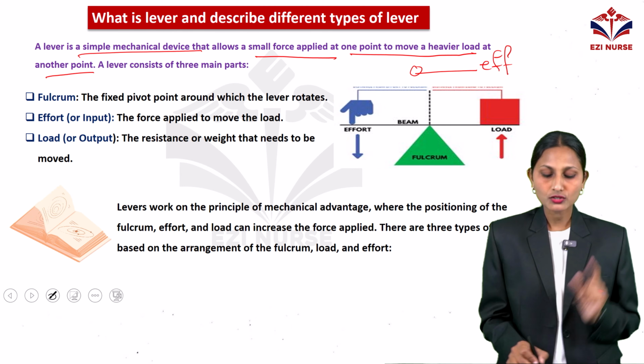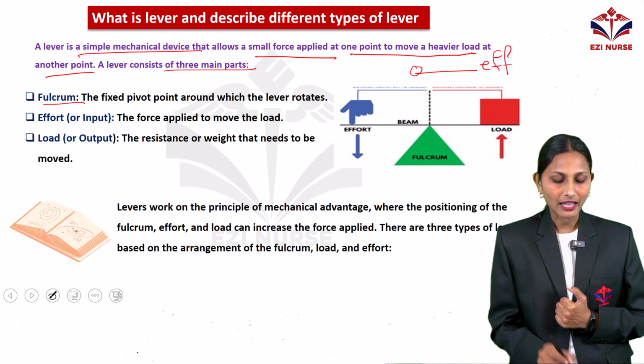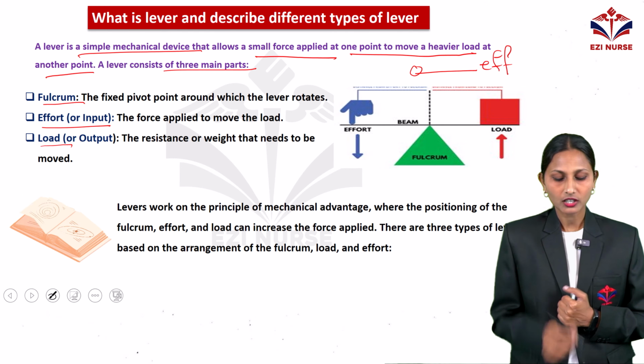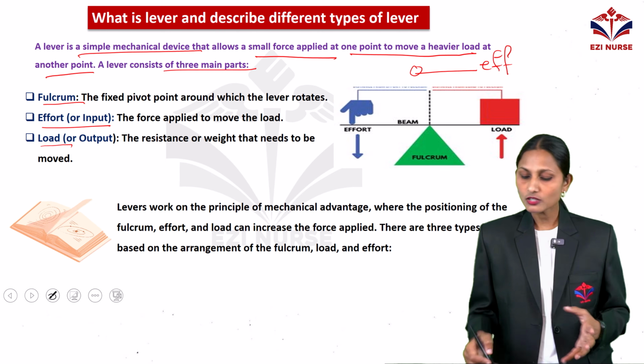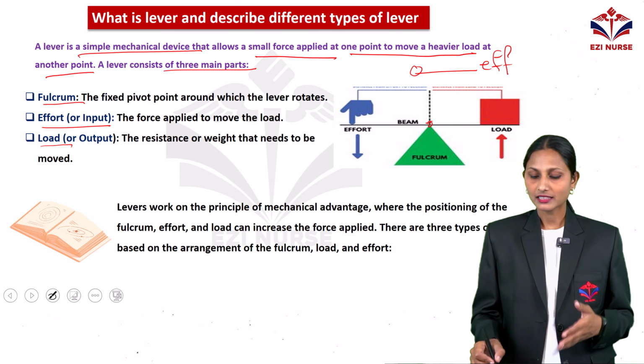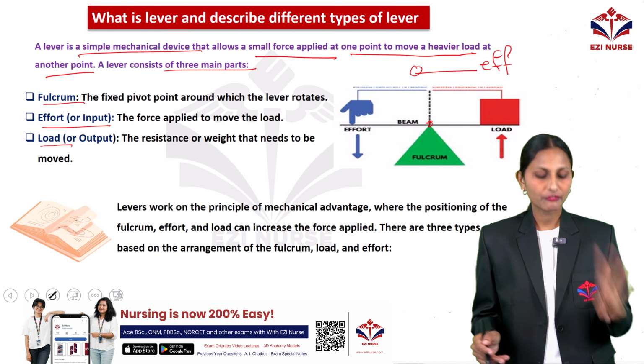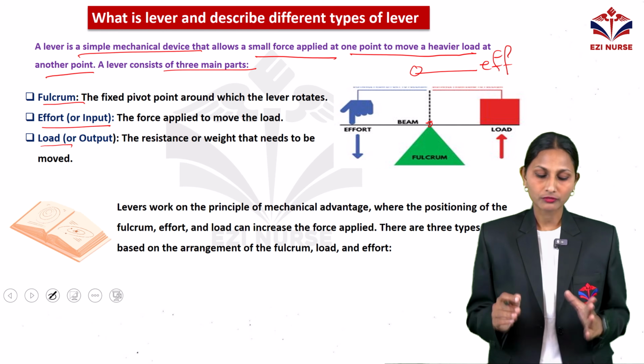So a lever consists of three main parts. The first one is the fulcrum, the second one is the effort, and the third one is the load. As you can see in the diagram, the fulcrum is present in the middle, this is the effort that we are putting, and this is the load. So these are the three main important components of the lever.